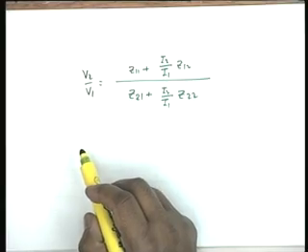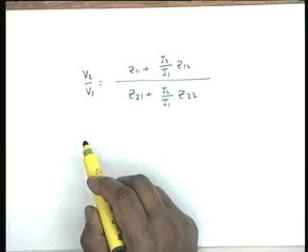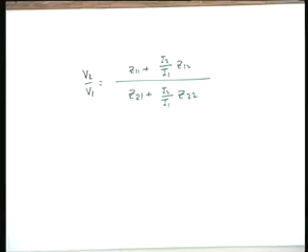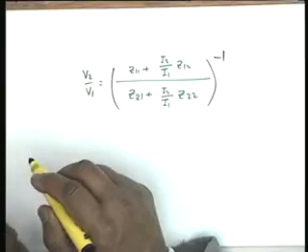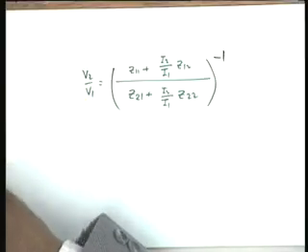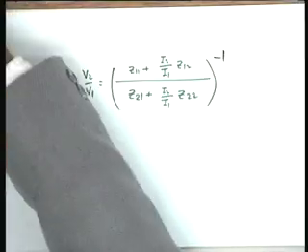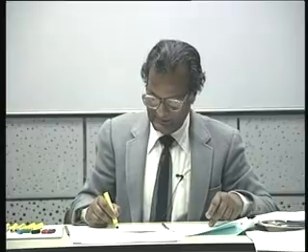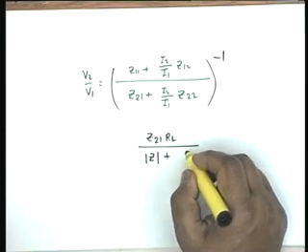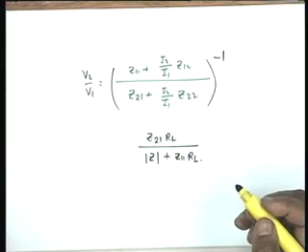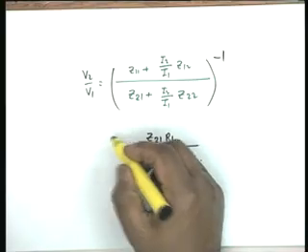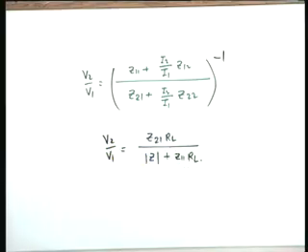No, I have made a mistake. What is the mistake? It's the other way around. This to the power minus 1. Okay, you simplify this, I will simply give you the final result. The final result is Z21 RL divided by determinant Z plus Z11 RL. Alright, this is V2 by V1 after simplification.